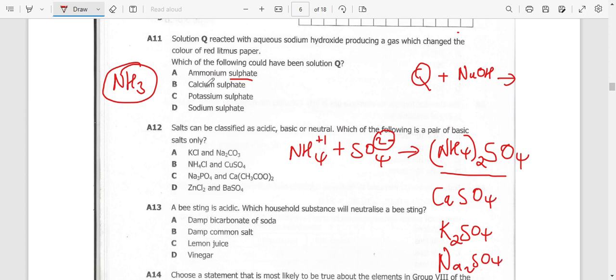Okay, this is what you have. Now, which of the following could have been solution Q? So, which of these is able to react with sodium hydroxide? Remember, sodium hydroxide is a base. So, you want something, and actually, these things which you're able to see here are salts. So you want at least something which has got hydrogen.